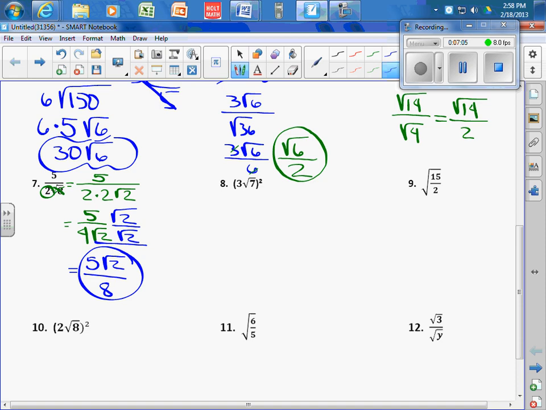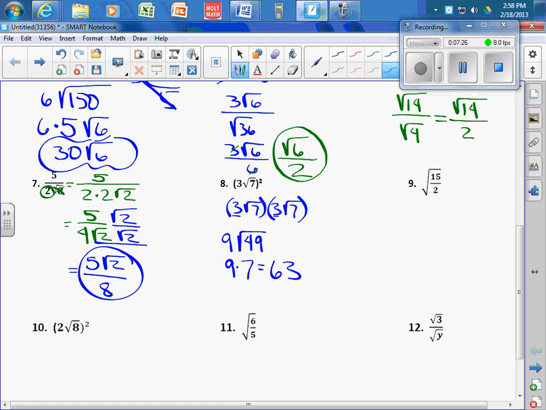In number 8, when you take 3 radical 7 and square it, keep in mind that you're taking the parentheses times itself. Numbers outside stay outside. Numbers inside stay inside. What's the square root of 49? 7. 9 times 7, 63.